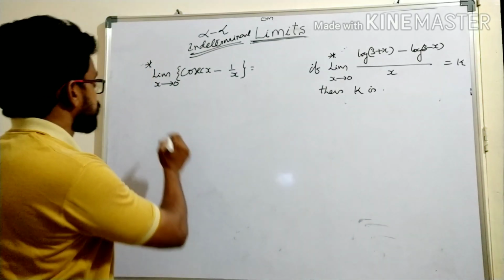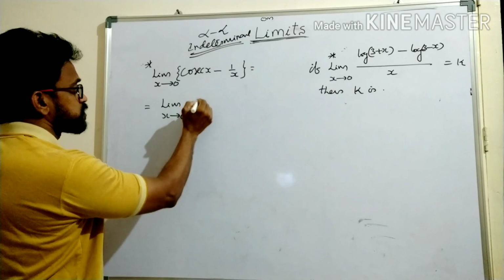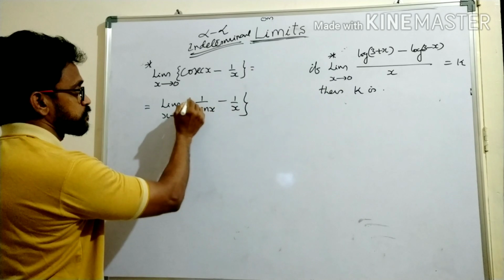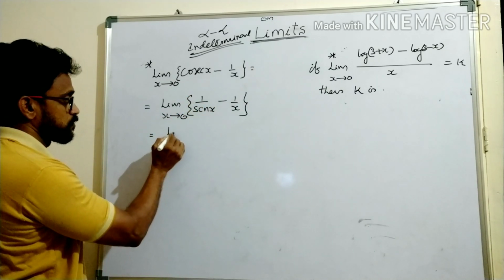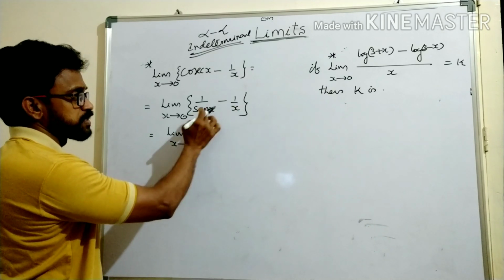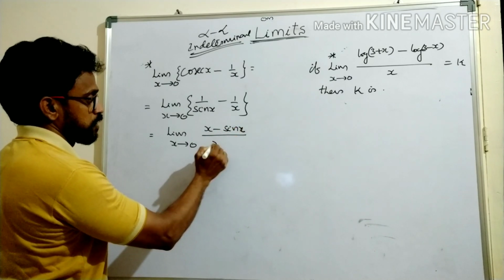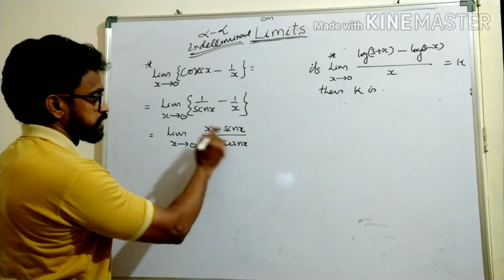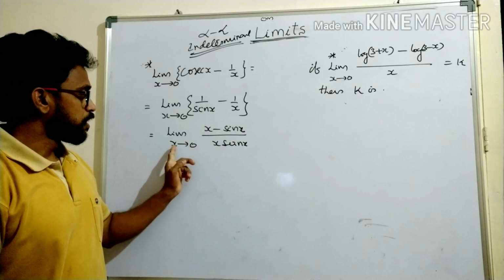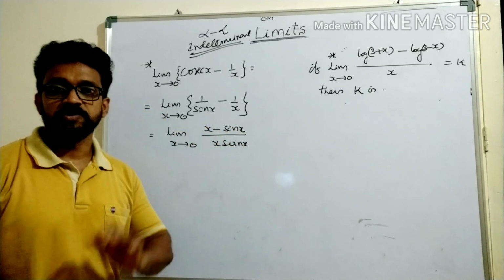Now observing here, limit x tends to 0, cosecant x means 1 by sin x minus 1 by x. We should take the LCM as x sin x. That is x minus sin x by x sin x. Now replace x by 0: 0 minus sin 0, which is 0, and 0 in the denominator. Finally the 0 by 0 form.